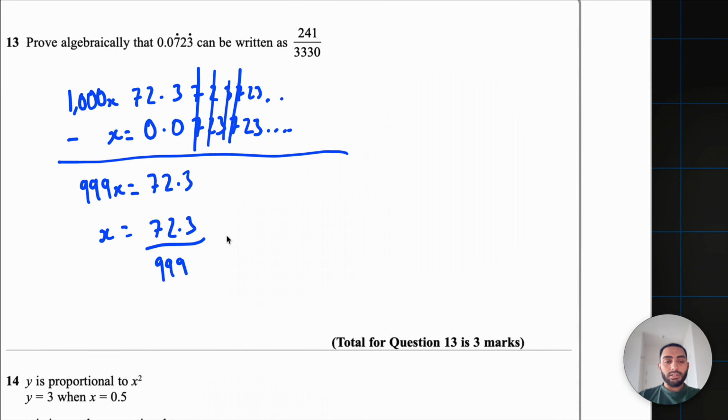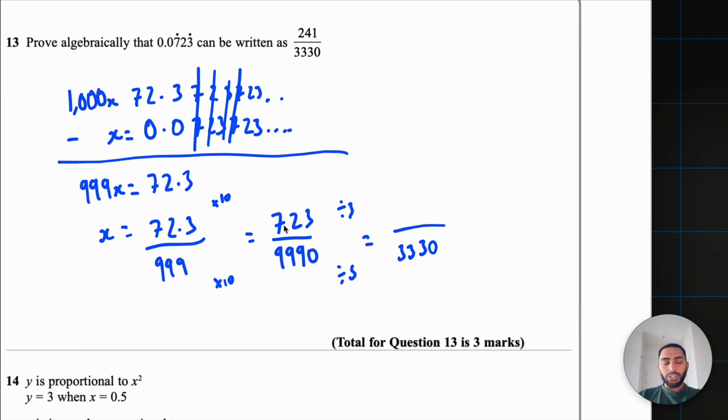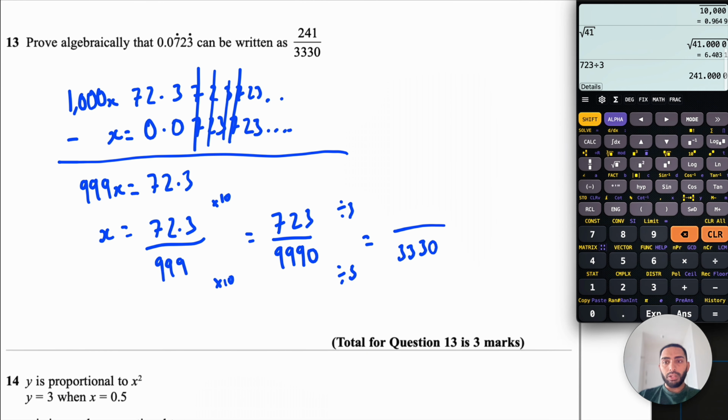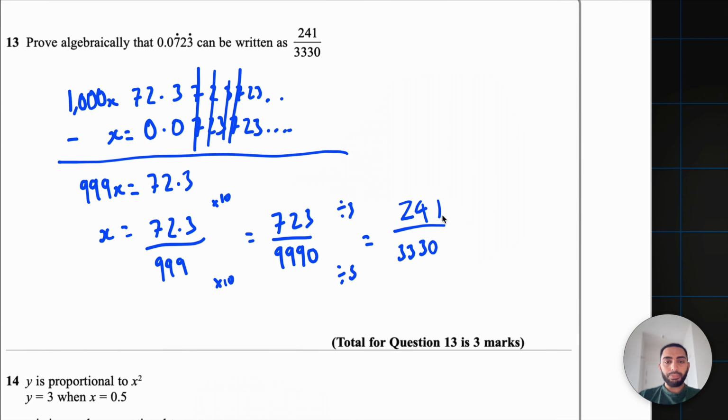Now it doesn't look like this, so we need to simplify it a little bit, and we don't like to mix decimals with fractions. So I'm going to get rid of this decimal by multiplying by 10 on the top and 10 on the bottom. So it becomes 723 over 9,990. And if I type this onto my calculator, it would simplify it, but you can see it probably divides by 3 from 9,990 to get to 3,330. So I'm going to divide by 3 on the top, divide by 3 on the bottom to get to 3,330. I'll just check that. 723 divided by 3 does give me 241.